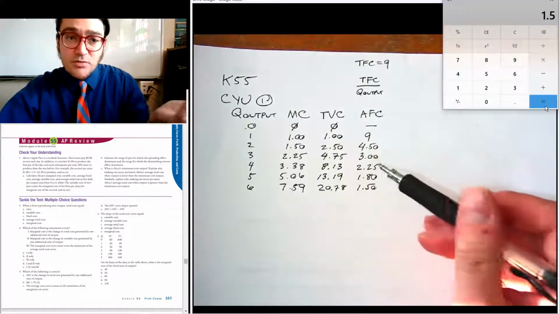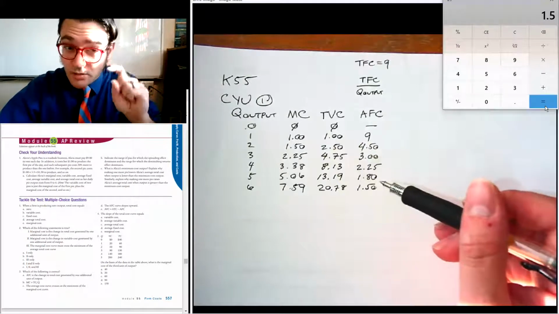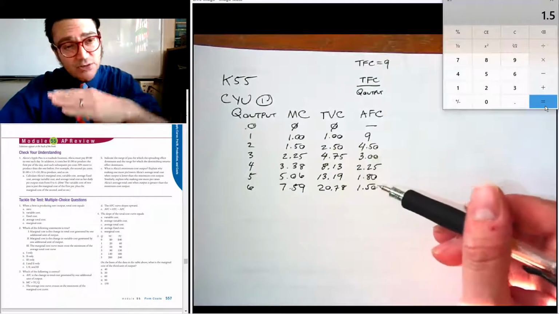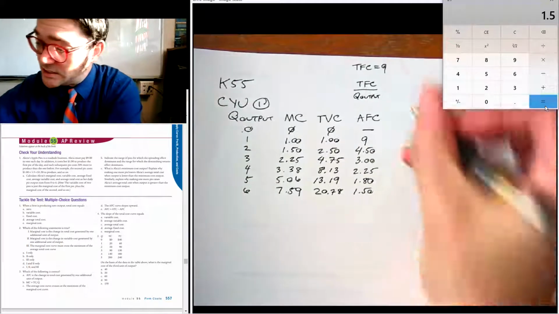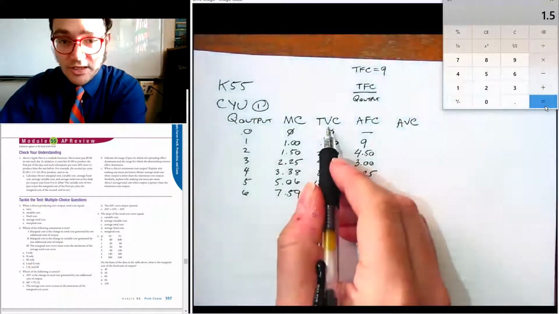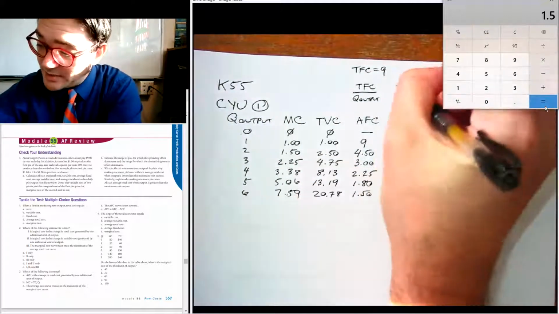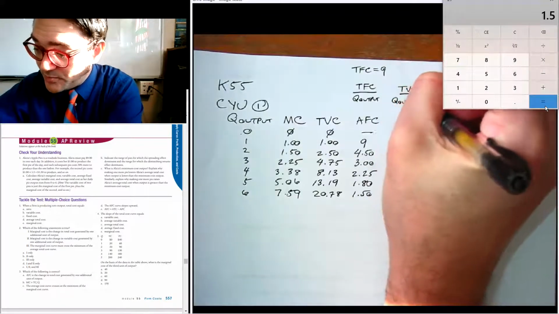And if we were to continue to make pies, this number would get smaller and smaller, infinitesimally small, but it would still exist. It would become an asymptote at the x-axis. Okay, now let's do average variable cost. Average variable cost is the total variable cost divided by the quantity of output. So the average ones all operate the same way.